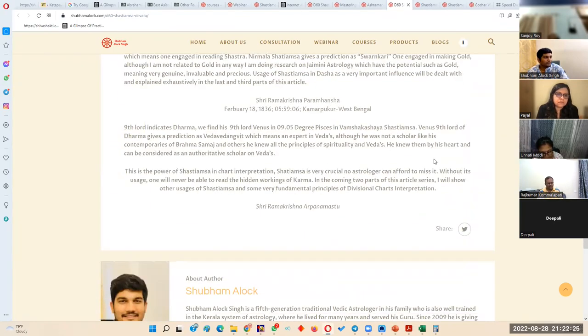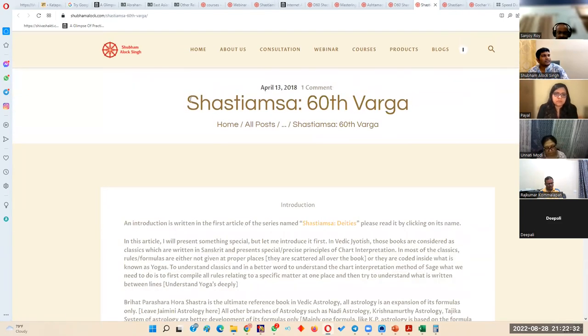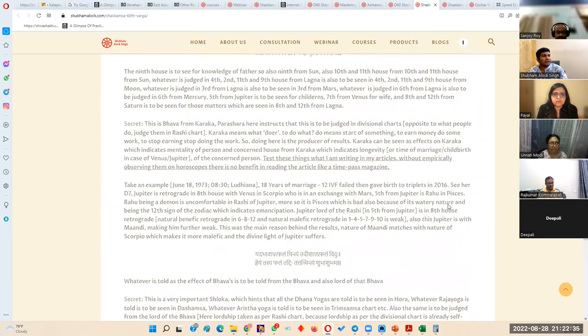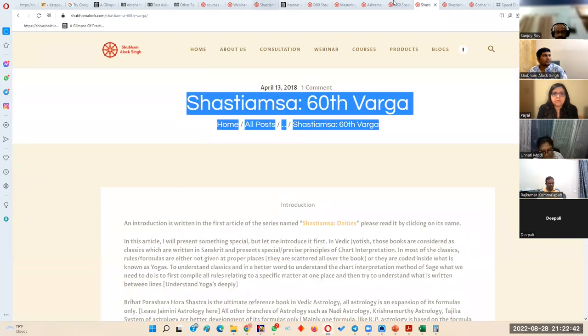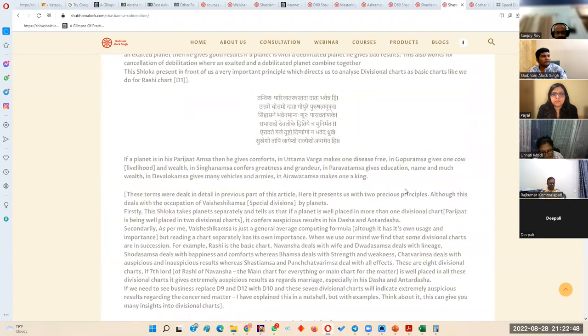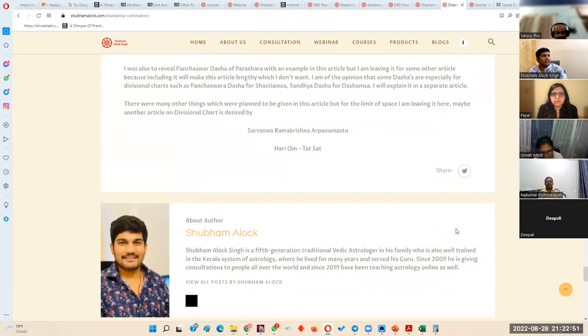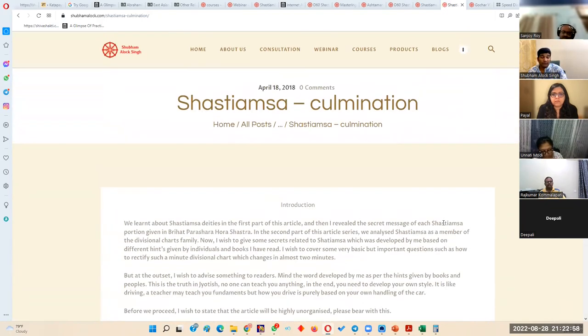And remember my point. I have given 2-3 examples also. Basically, I have written 3 sets of articles on D60. There is this Sastriyamsha 60th Varga as well, where I have traditionally taught the uses of divisional charts, how they are traditionally used. And then there is this last article, Sastriyamsha Culmination. All 3 of them were written in 2018 only. In the Sastriyamsha Culmination article, I have given an example of how to rectify horoscopes using D60. It works best. This is one of my major methods for D60 rectification. You should refer to all 3 of these articles. At least being my students, you should refer.